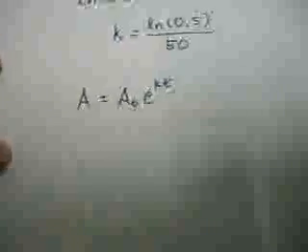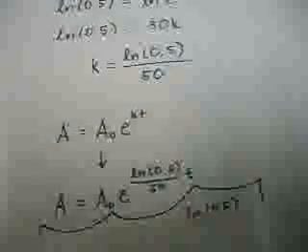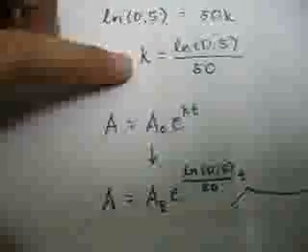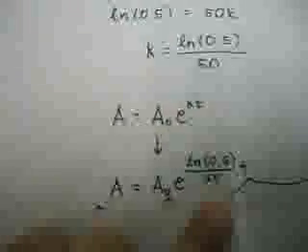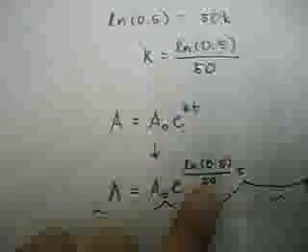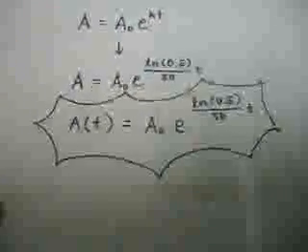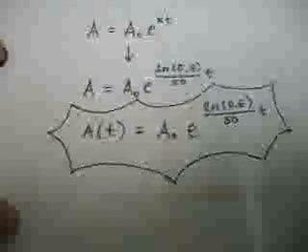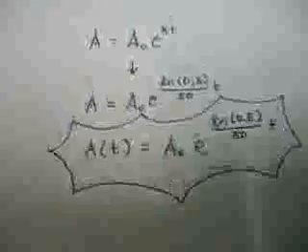So let's solve the first problem, the first question. What I did here is I just substituted the value of k, which is ln of 0.5 over 50, into the original equation. So we have here A is equal to A naught times e raised to the power of ln of 0.5 over 50 times t. And so this is our solution, our equation in finding the amount of plutonium at any time t.